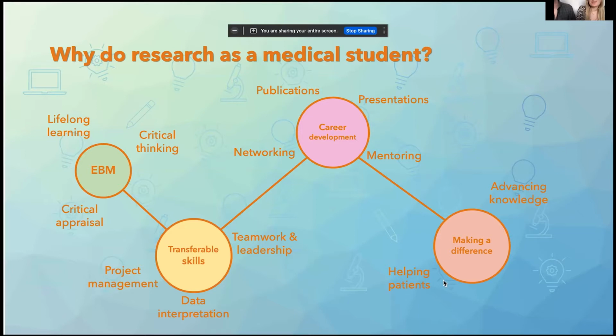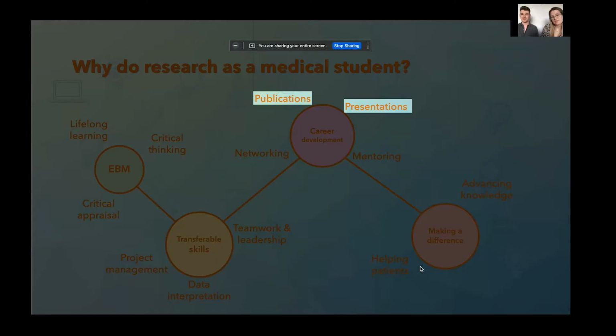By advancing knowledge through research, it increases the base of knowledge that we have to inform our practice, and ultimately that helps our patients. And hopefully as well, you get a bit of enjoyment out of it too. So there are, obviously, tick boxes and check boxes and point scoring systems.